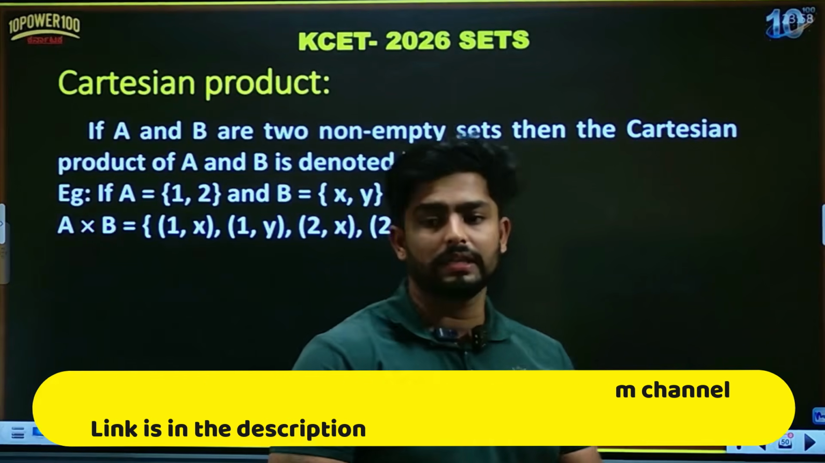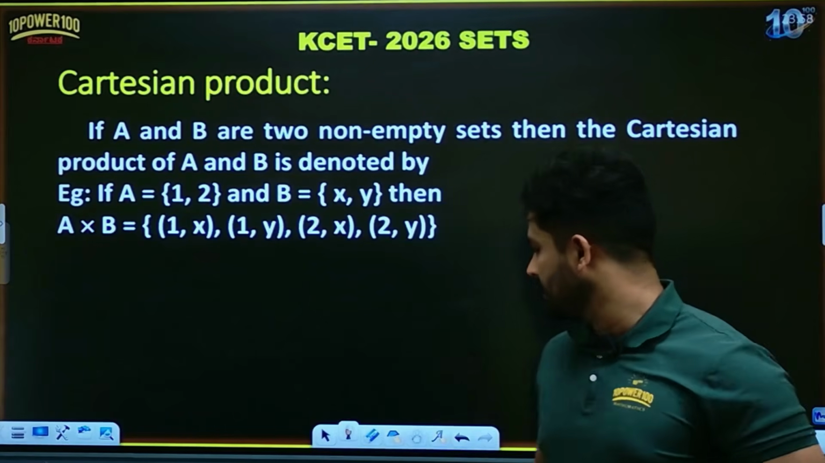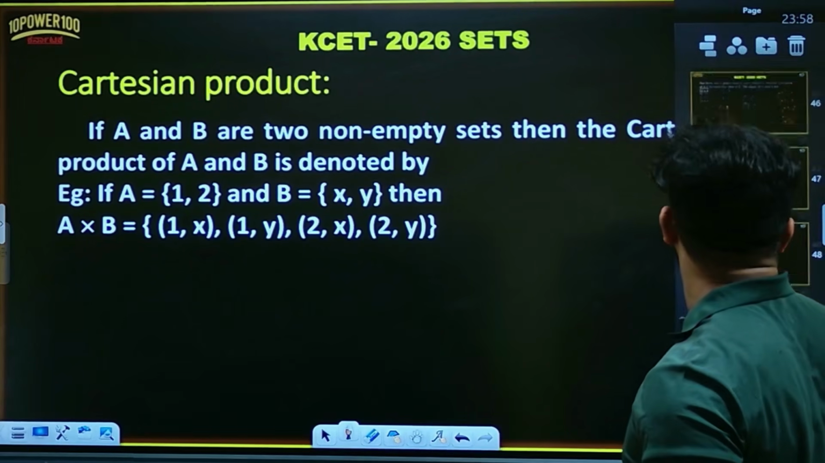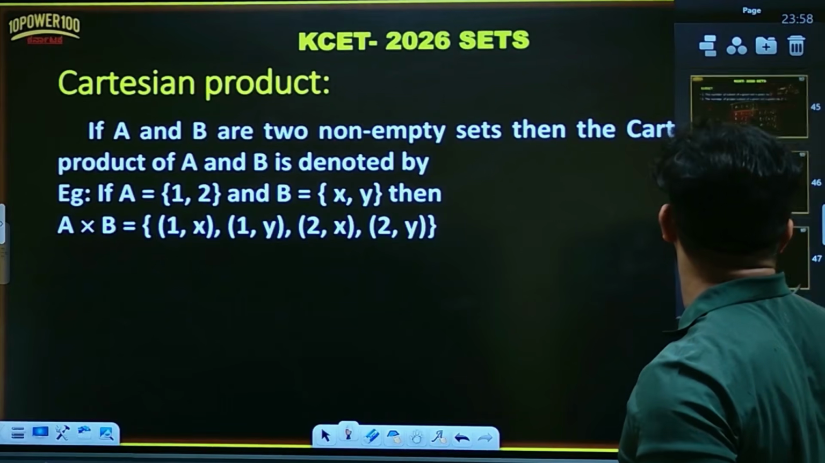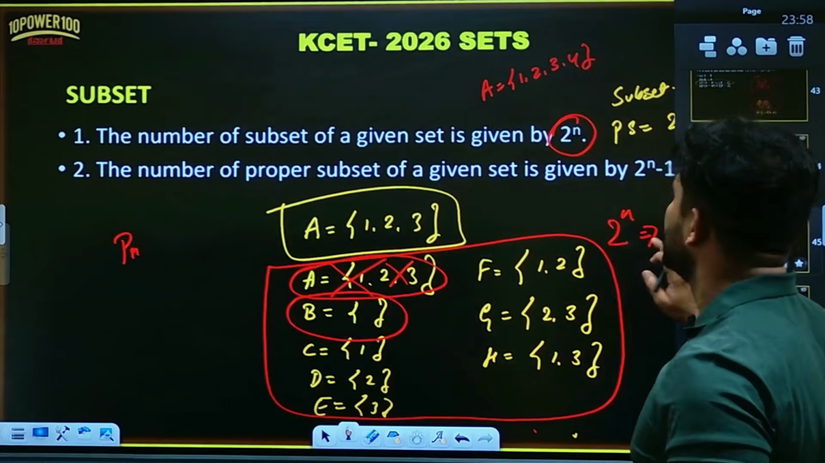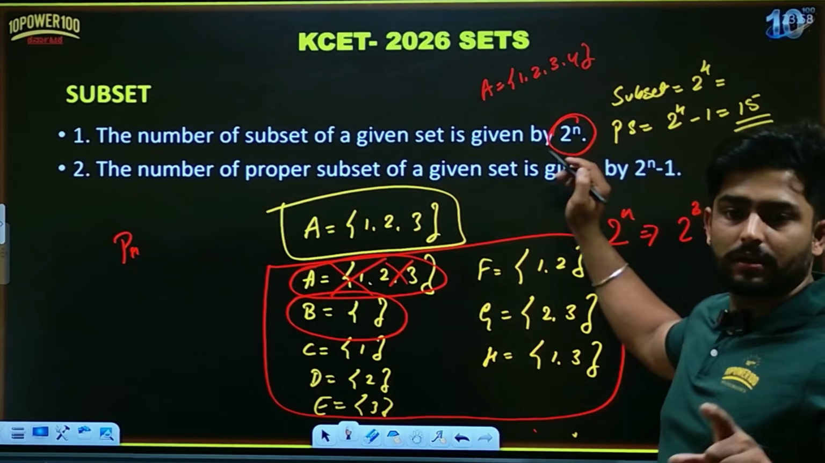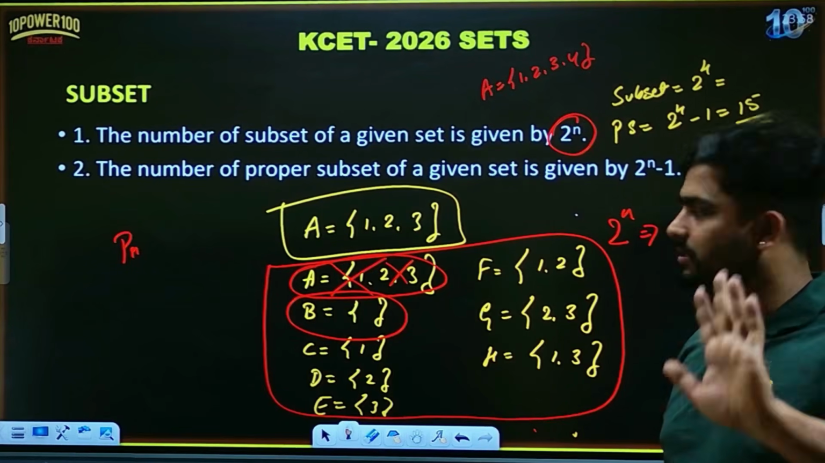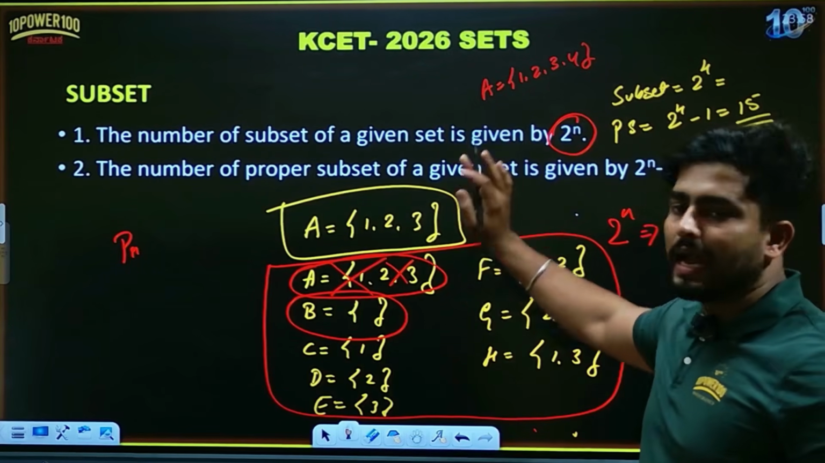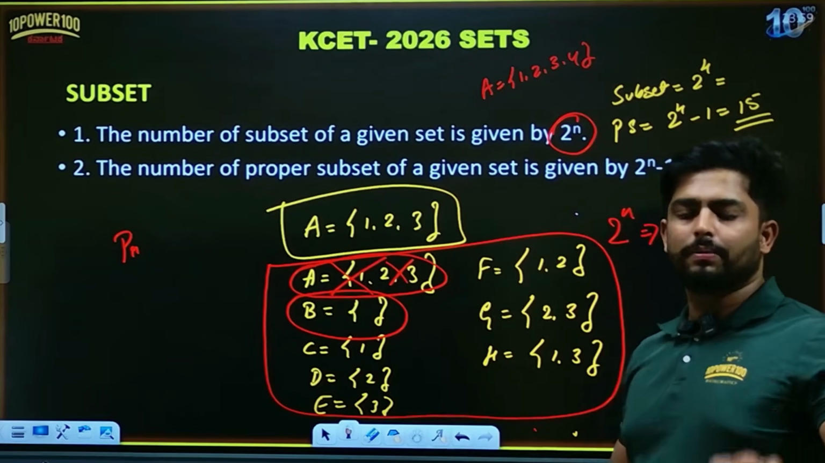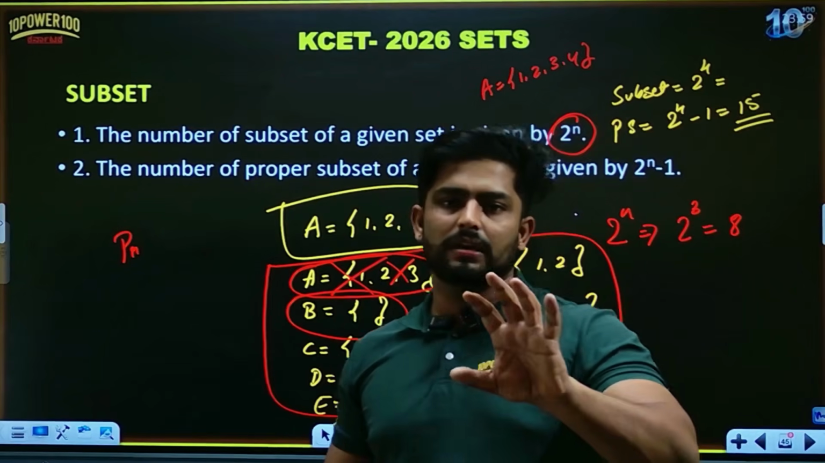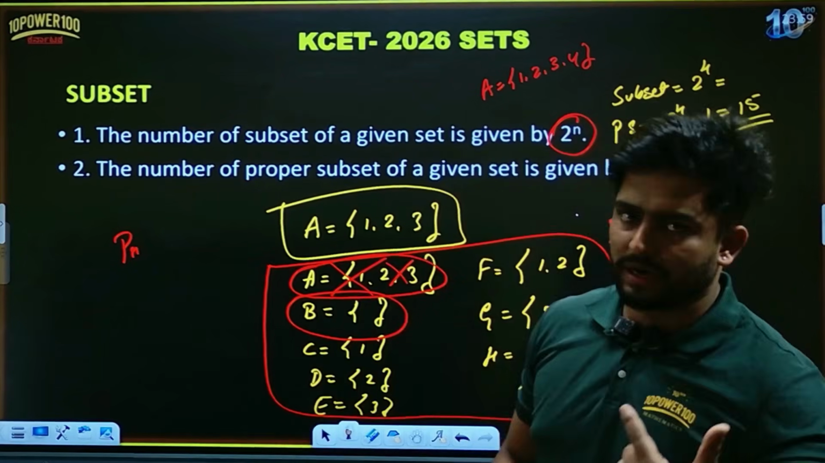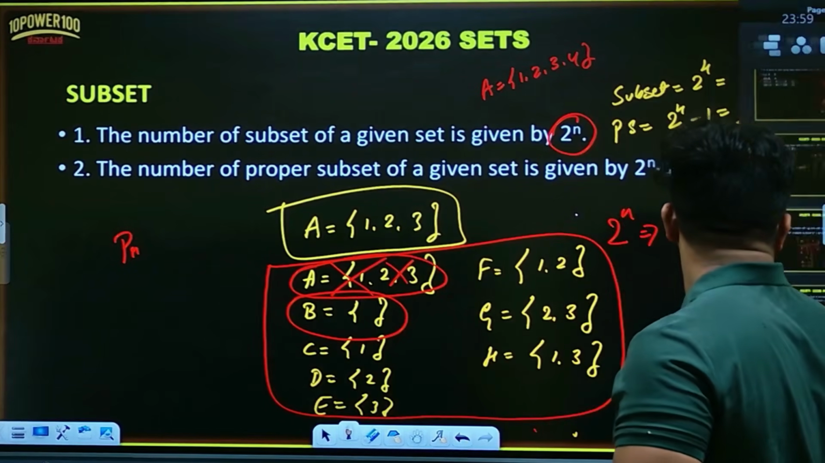Okay, so the subset concept is over. So remember this. The subset formula is 2 to the power n, and for proper subsets it is 2 to the power n minus 1. So this is one thing that you have to remember. And this is how subsets work. For every set, the given set itself is a subset, and the null set is also always common.